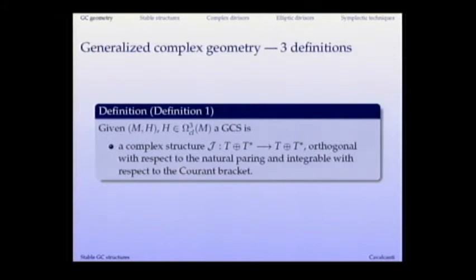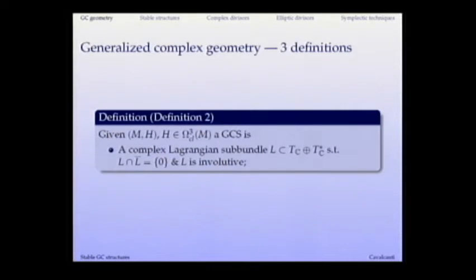A completely equivalent definition comes by looking at the plus eigenspace of this endomorphism. Because it was compatible with the pairing, it turns out automatically to be a complex Lagrangian subbundle of the complexification of T plus T star. L is the plus eigenspace, and if you look at how the plus eigenspace intersects the minus eigenspace, they should not intersect. That's a property you should get. And integrability, which I didn't really specify before, should be that L is involutive with respect to the Courant bracket that we heard about in the last talk. So there's a completely equivalent way to describe a generalized complex structure: you could quite well look at these subbundles of T plus T star that satisfy this collection of conditions.